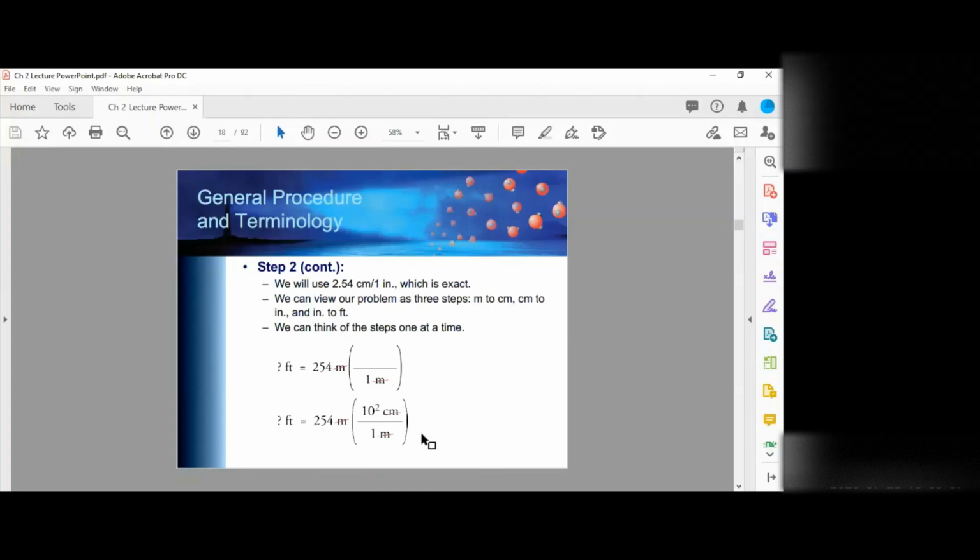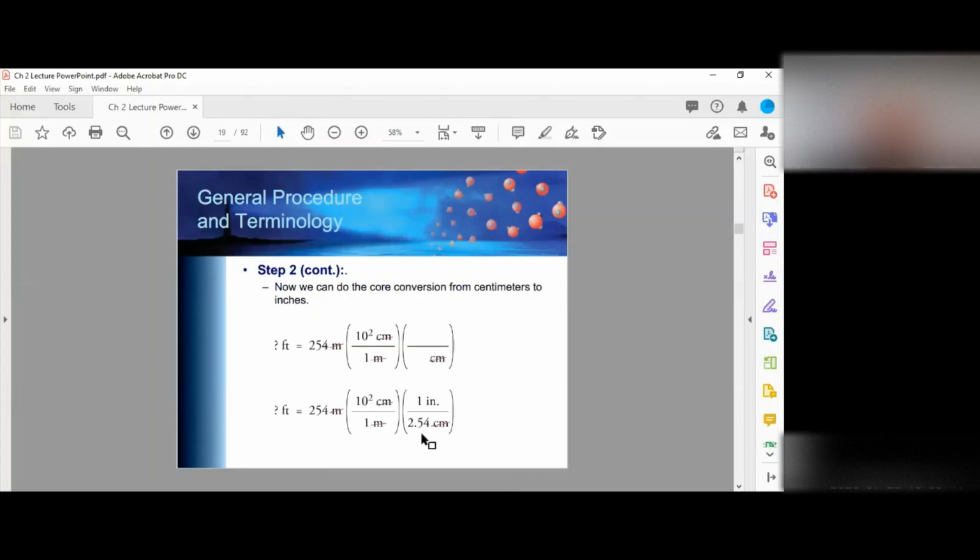What's next? I need to get the centimeter to inch. So I have to basically set it up in a way to cancel out the centimeter. And I already know that the conversion factor between inch and centimeter is 1 to 2.54. That's another exact value that's usually given to you in an exam handout.